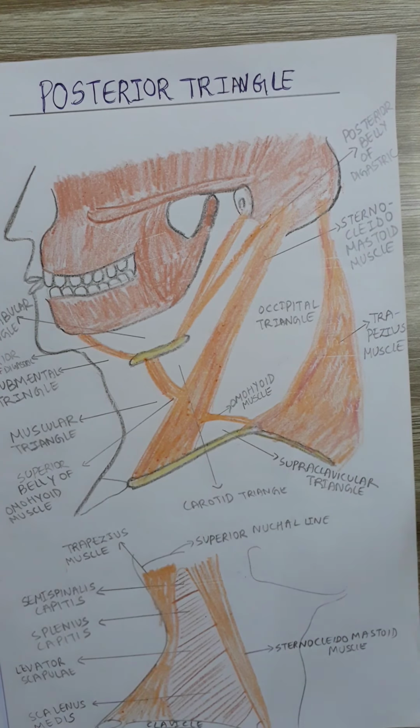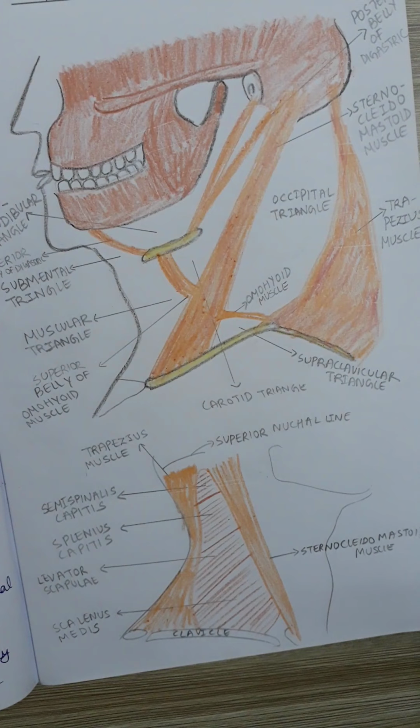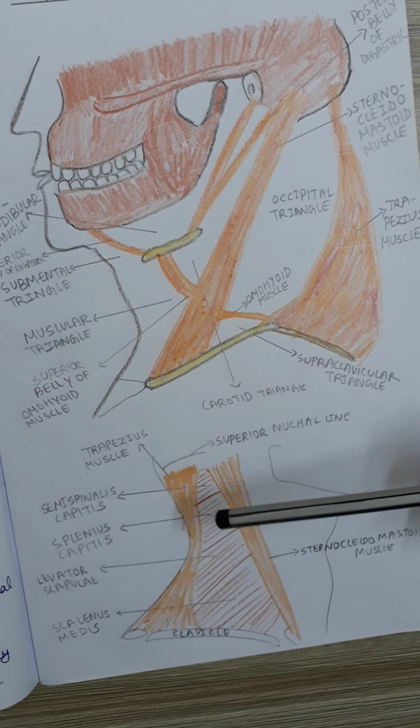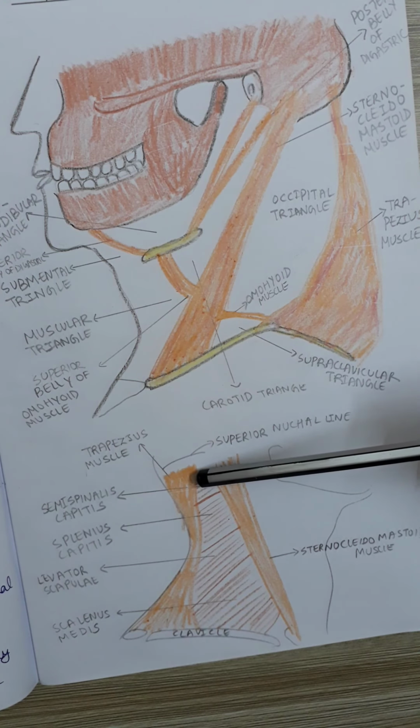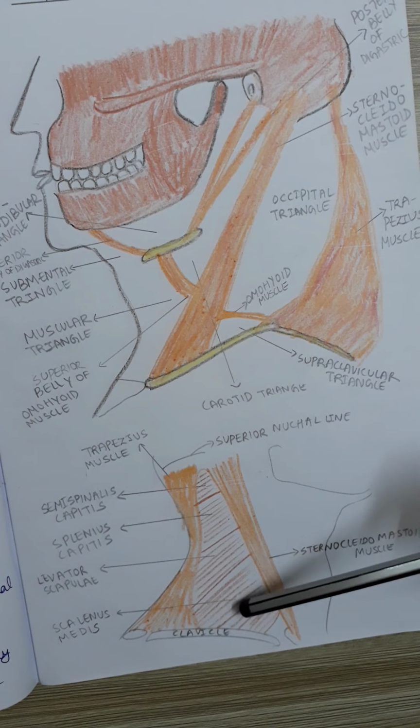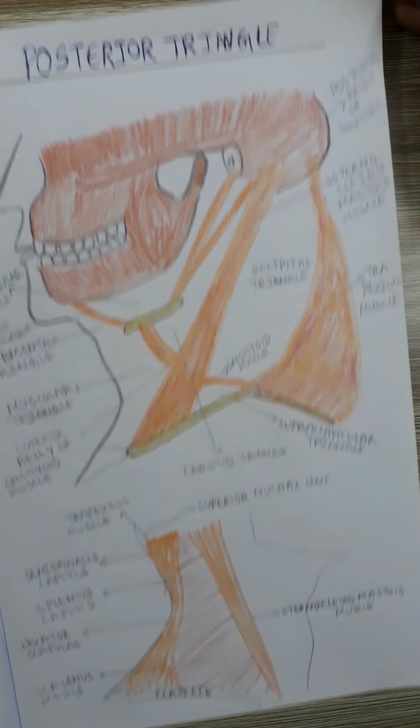Moving on to the floor of the posterior triangle, it is formed by a set of muscles which are semispinalis capitis, splenius capitis, levator scapulae and scalenus medius. These are important and very simple. Semispinalis capitis, splenius capitis, levator scapulae and scalenus medius. These form the floor of the posterior triangle.